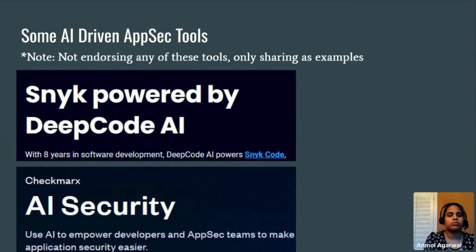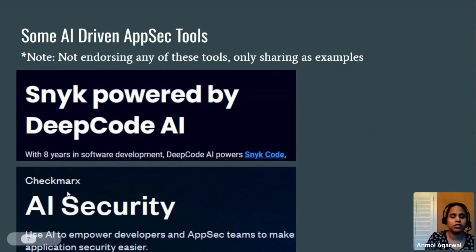So here are some examples of AI-driven AppSec tools. Again, I'm not endorsing anything in this presentation. I'm just sharing these as examples so you get an idea. Here's one tool called Snyk, powered by DeepCode AI. It's analyzing the code itself, like I mentioned, software composition analysis.